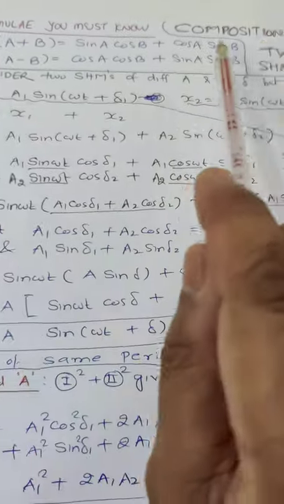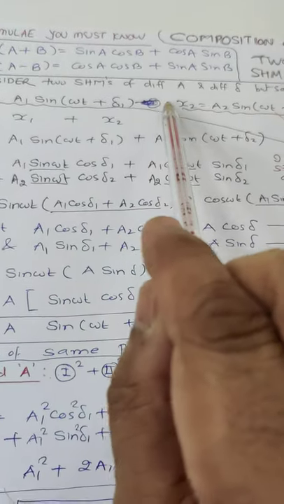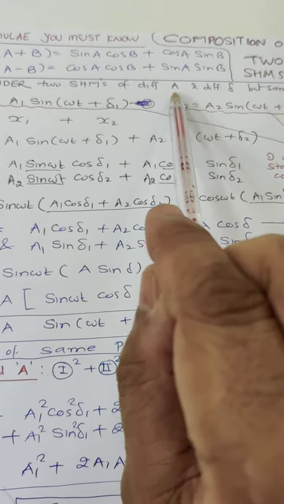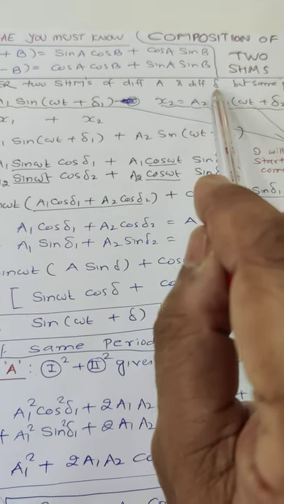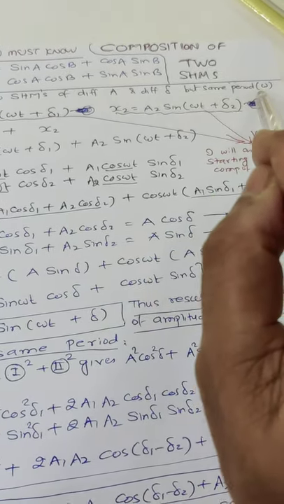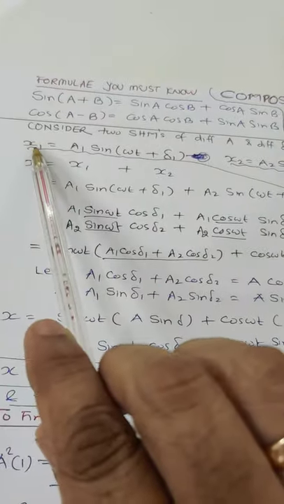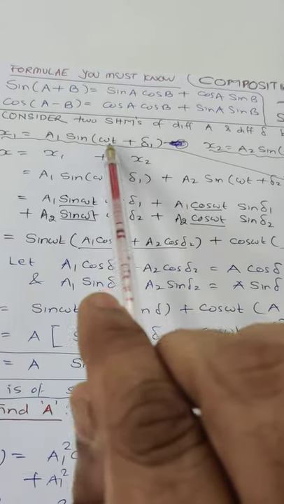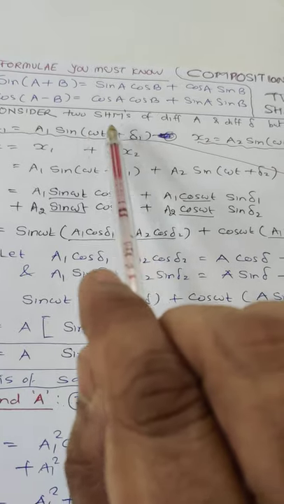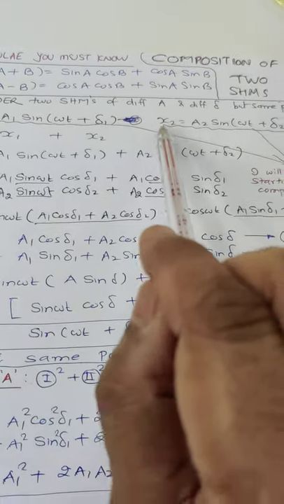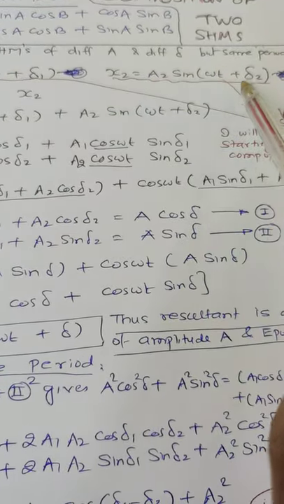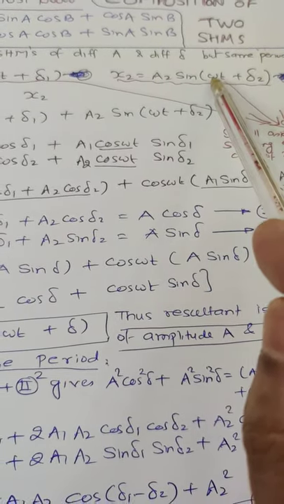Now let us start this composition. Consider two SHMs of different amplitude. Matlab, amplitudes are different, and different delta, different initial phase or epoch, but of the same period, yani omega is the same. Let the first SHM be x1 equal to a1 sine omega t plus delta 1. Dekho, amplitude different, epoch yani initial phase different, omega is the same. And x2 equal to a2 sine omega t plus delta 2. Can you see, amplitude is different, epoch initial phase is different, omega is the same.